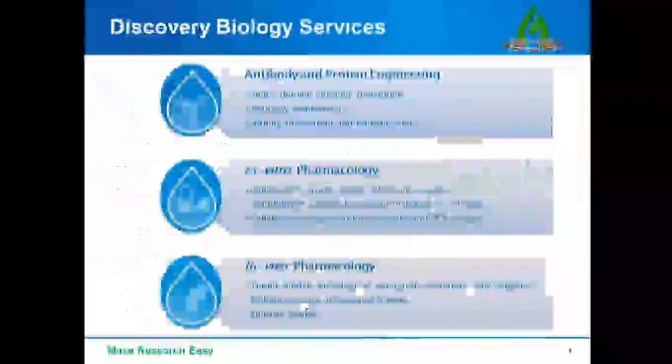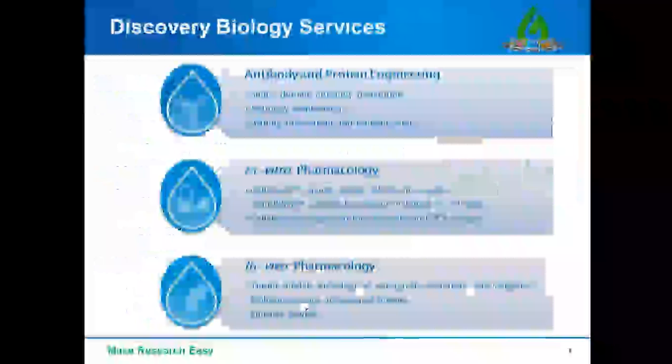Our Discovery Biology Services offer our customers a seamless experience where we can provide all the services required for the entire course of lead identification and optimization. A customer can send us the sequence of their target, and from there we can generate an antibody candidate, test it for functional activity in vitro, and perform in vivo bioanalysis as well.